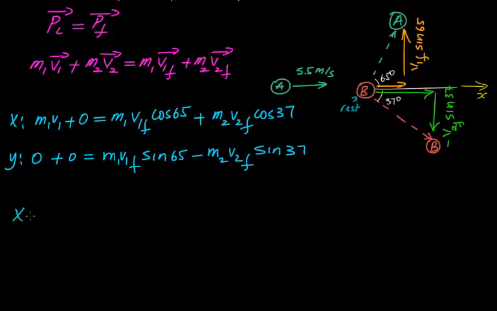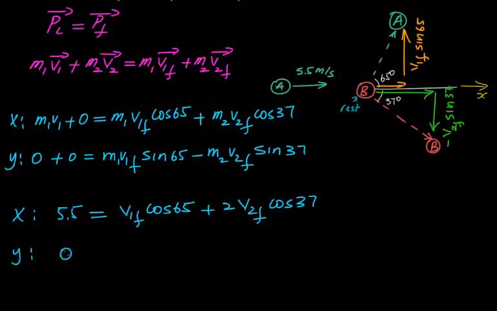As a result, the X equation is going to be: 1 times 5.5 equals M1, as I said, is going to be 1, V1 final, which is not known, cosine 65. M2 is 2, right? V2 final cosine 37. Alright, let's do the same thing for the other equation. 0 on the left hand side equals, this is 1, this is 2, so it's going to be V1 final sine 65 minus 2 times V2 final sine 37. Look at the second equation here. That's an easier equation compared to the first one.